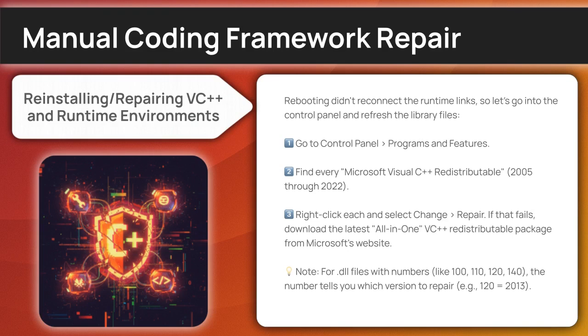Rebooting didn't reconnect the runtime links, so let's go into the control panel and refresh the library files. First, go to Control Panel, then select Programs and Features. Second, find every Microsoft Visual C++ redistributable, 2005 through 2022. Third, right-click each and select Change, then select Repair. If that fails, download the latest all-in-one VC++ redistributable package from Microsoft's website.